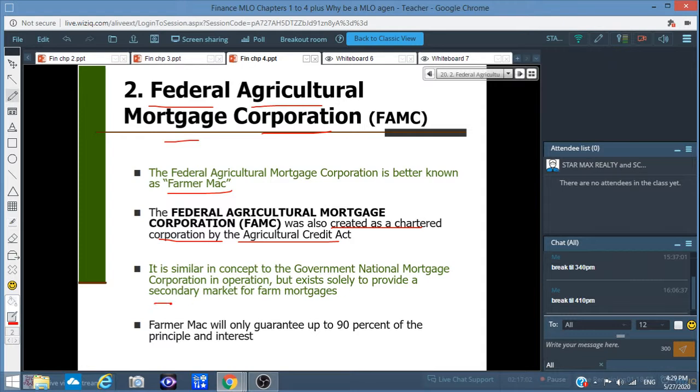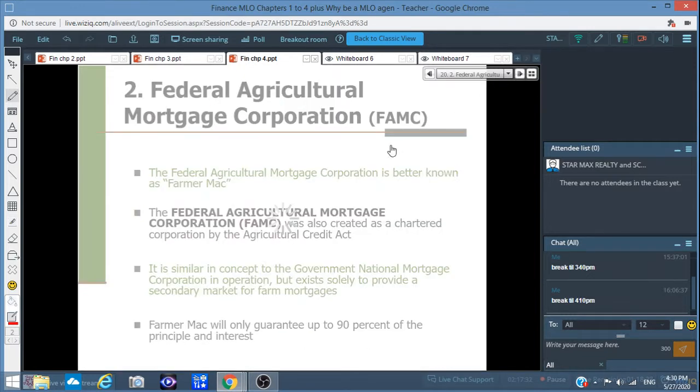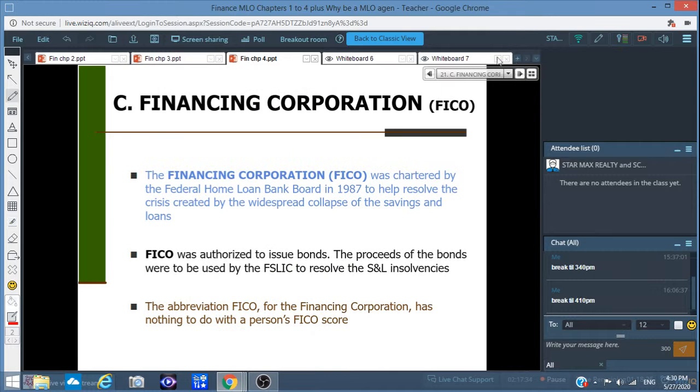So they provide a secondary market for the farm mortgages, just like Freddie Mac for regular mortgages. 它很像 Freddie Mac 一样, okay? 它第二市场,就是专门买卖农业的, okay? Farmer Mac will only guarantee up to 90% of the principal and interest. 他们担保90%这个贷款,本跟利息, okay?